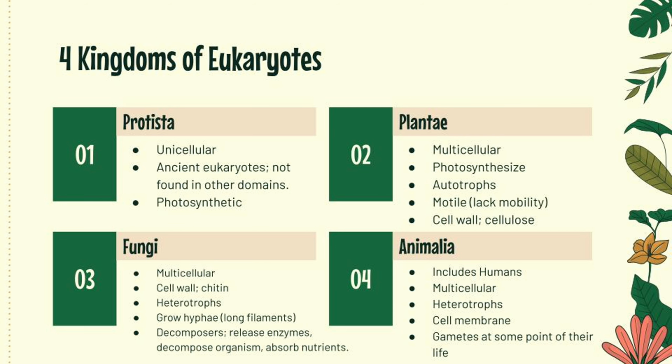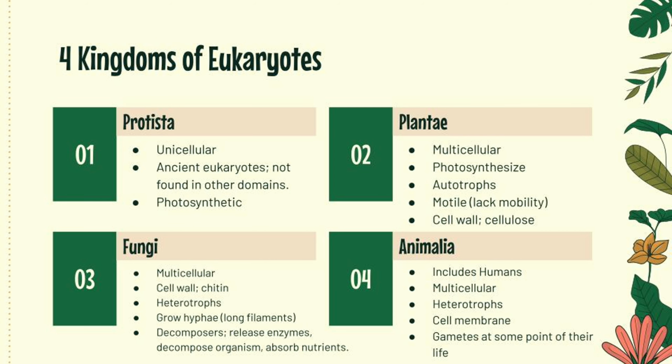Fungi, it's in the name fungus, so fungi is multicellular. It has a cell wall which is made of chitin. They're heterotrophs, they grow hyphae, which are long filaments, and they are decomposers. Basically, they release enzymes which decompose the organism, and then they're able to absorb the nutrients, and that's why they're called the decomposers of our ecosystem.